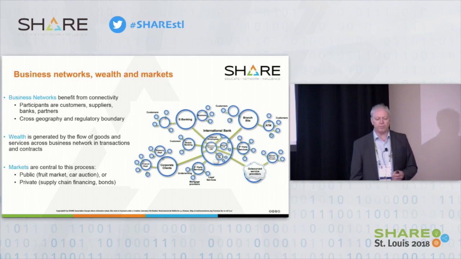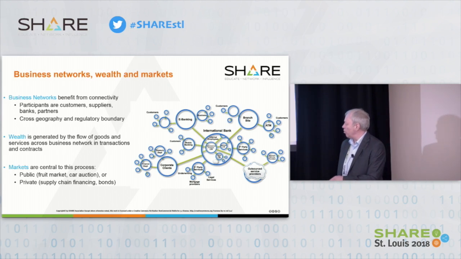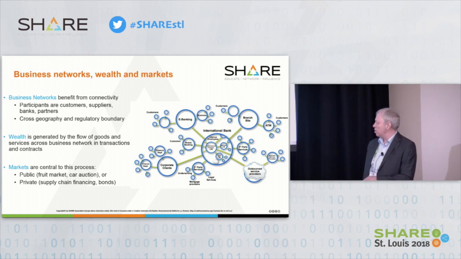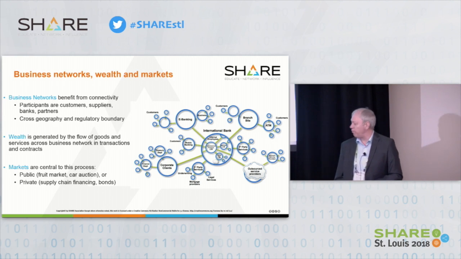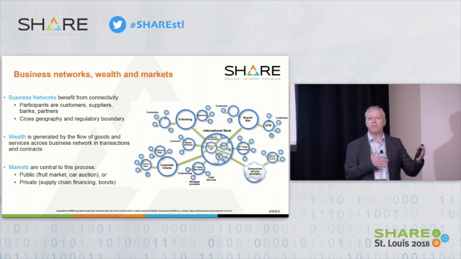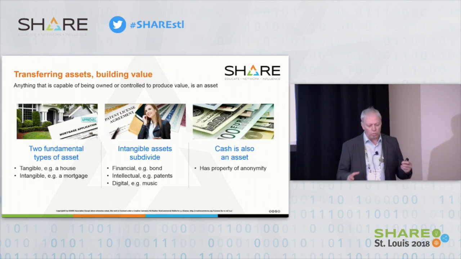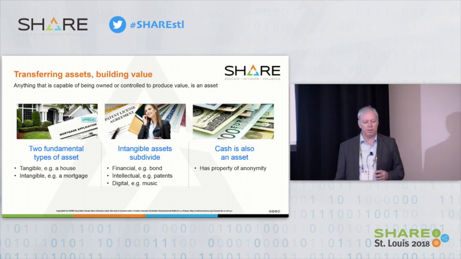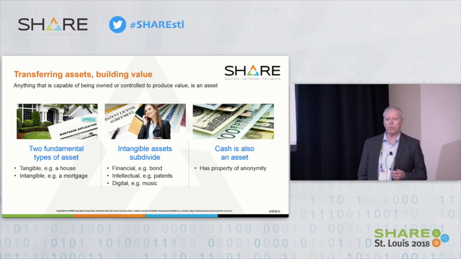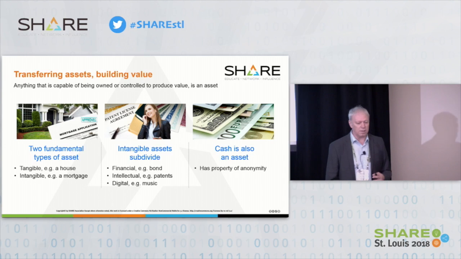And then we have different types of markets. When we're looking at the public markets with our fruit and our car auctions, the public markets and the private markets like supply chain financing and bonds, totally different market types. And with that, we are there to discuss how can we do things simpler? How can we transfer assets? How can we make businesses simpler? Anything that is capable of being owned or controlled is, in that case, an asset.